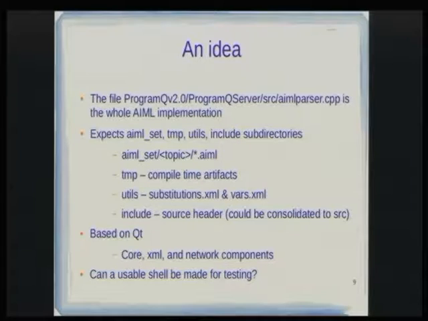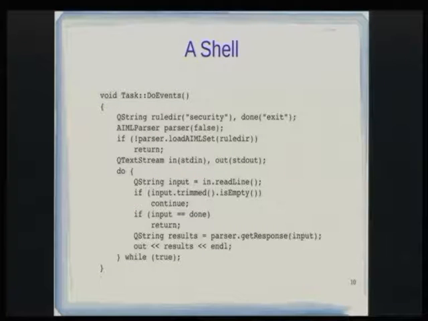Another thing I wasn't sure about was that it's based on Qt, and I was kind of unsure about how to get a Qt application started, especially if it was going to be console. That turned out to not really be a problem, and so then I was wondering, can a usable shell be made of this for testing? And so this is the only C code I'm going to show you in the whole presentation, because this is all that I had to write to get the whole thing working. Now, you'd probably want to add a little more error handling in it, but I just wanted to boil it down to show you it really didn't take much to make this thing work.